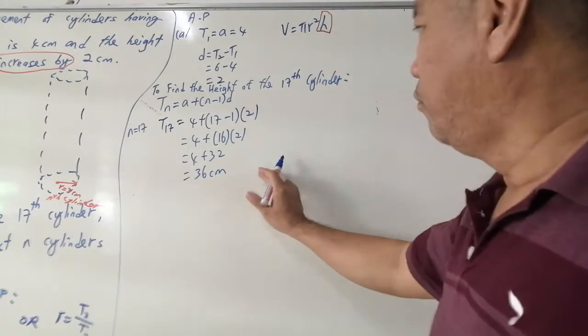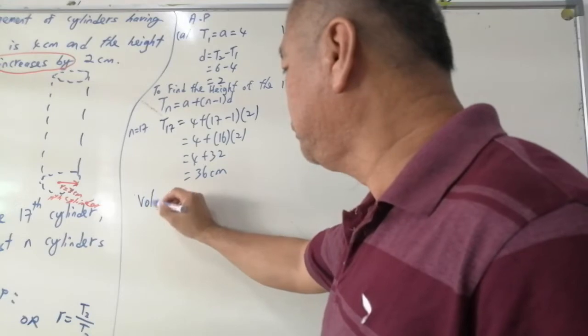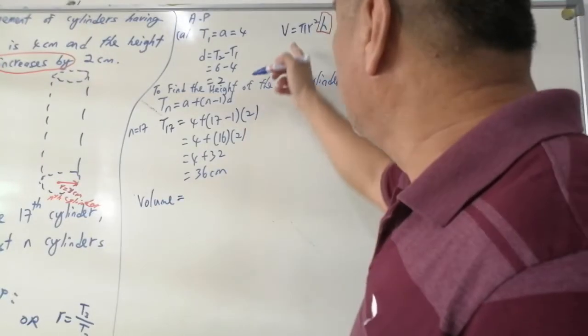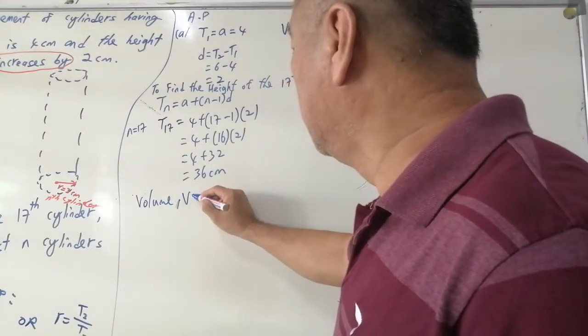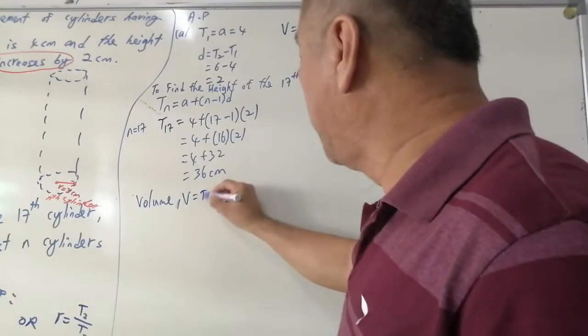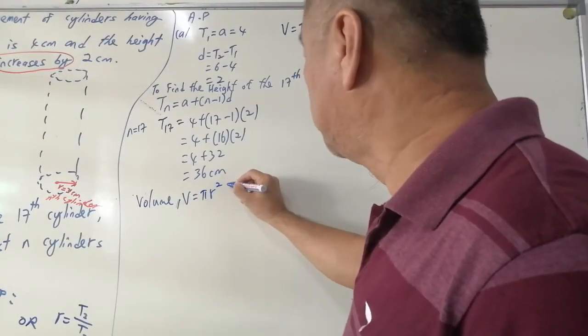Then I need to calculate the volume. So the volume equal to what formula? V equal to pi r square h.